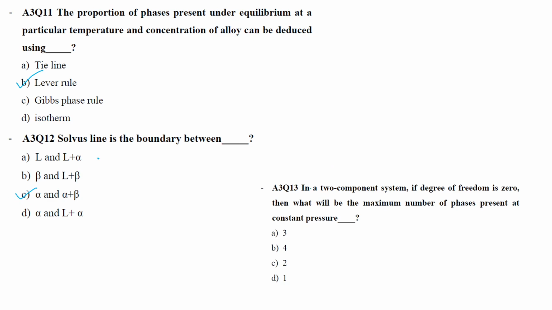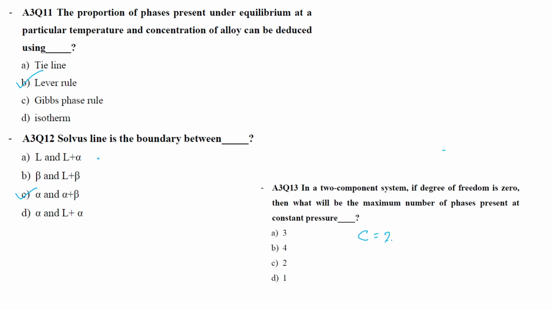Now the next question, the 13th one. In a two component system, if the degree of freedom is 0, what will be the maximum number of phases present at constant pressure? So which rule do we have to use here? Gibbs phase rule only you have to use. Yes. Now, what will be the C value here?